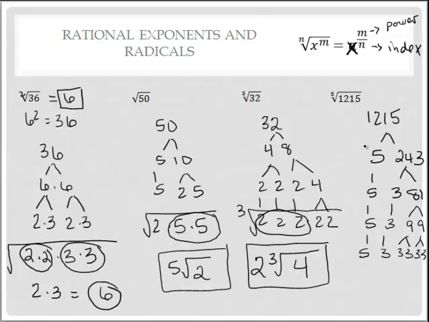Okay, this is a 5th root this time, so now they have to be in groups of 5. 1, 2, 3, 4, 5. There are 5 3's. So in this group, only 1 survives on the outside. This 5 doesn't have 4 more partners, so it has to stay on the inside. So you have 3 5th roots of 5.